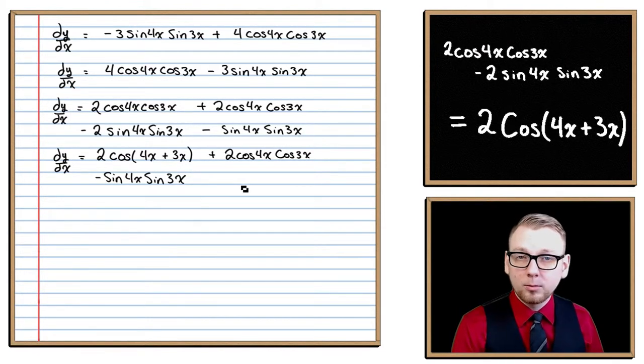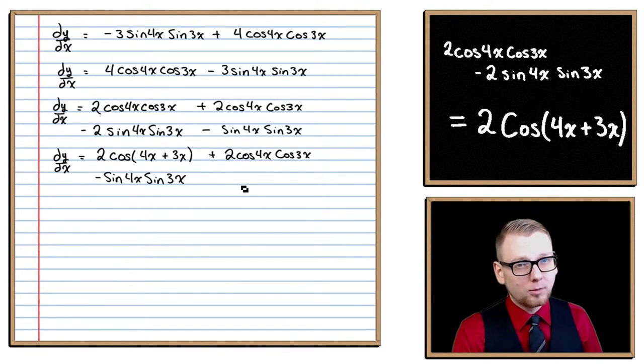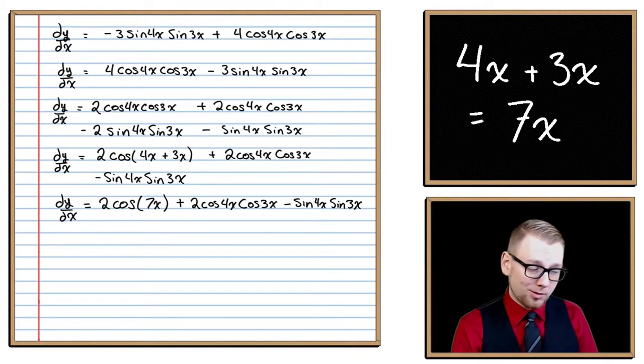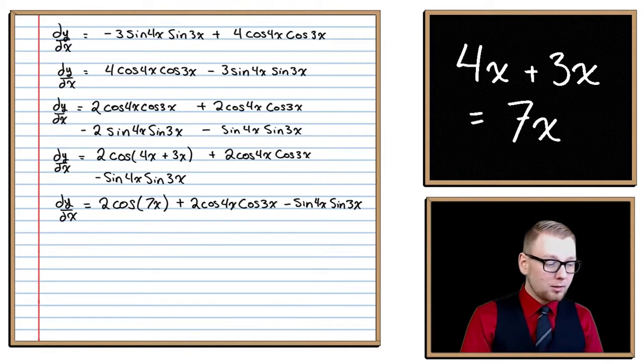Following our formula, we get 2 of cosine of 4x plus 3x. 4x plus 3x is 7x, so we end off with 2 cosine of 7x plus 2 cosine of 4x cosine of 3x minus sine 4x sine 3x.